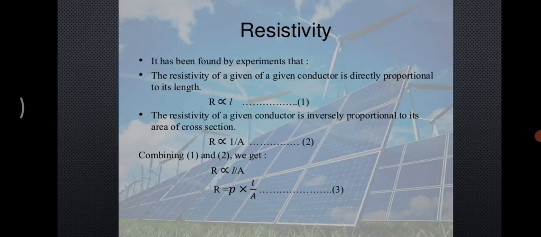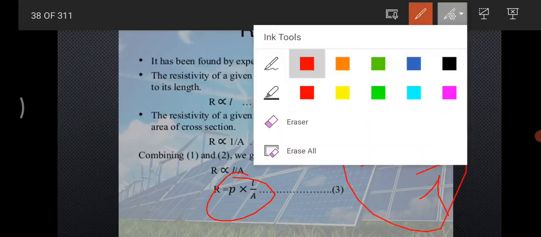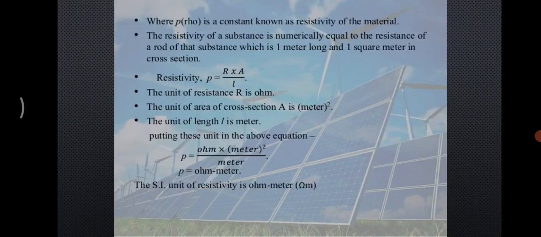Resistivity, you can rewrite it. Rho can be written as R into A divided by L. Similarly, you can rewrite it according to whatever you want to find out. So this is all about resistivity. They have rewritten that one: rho is equal to R into A divided by L.